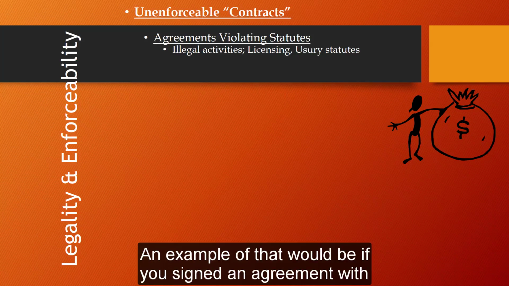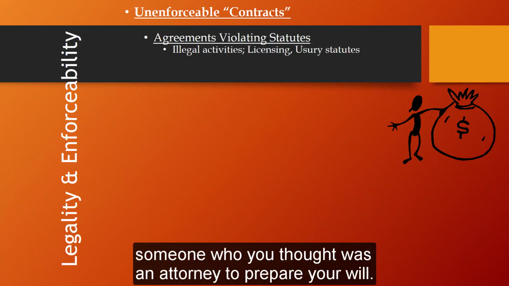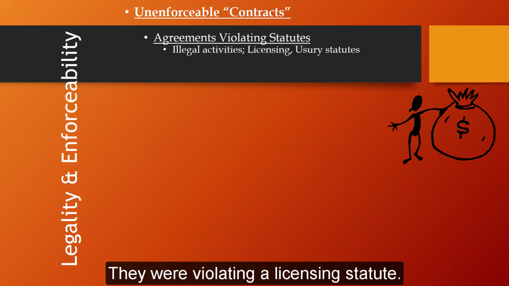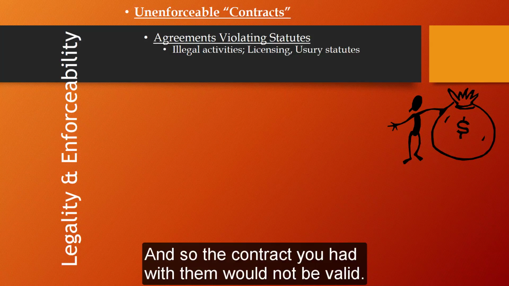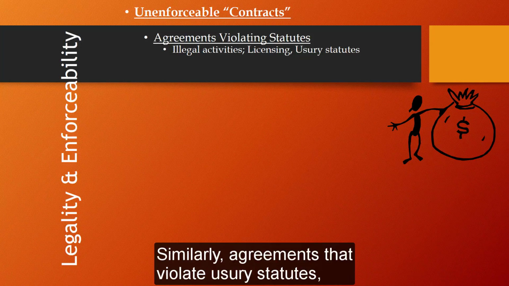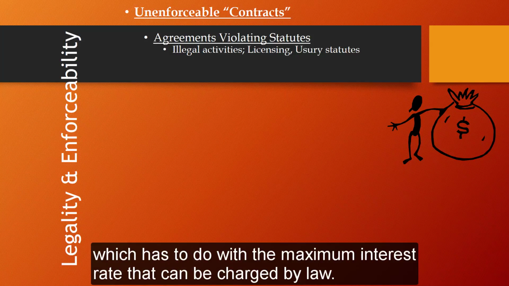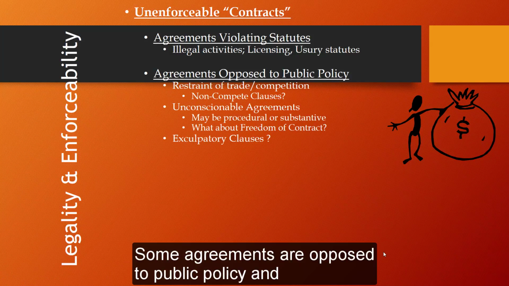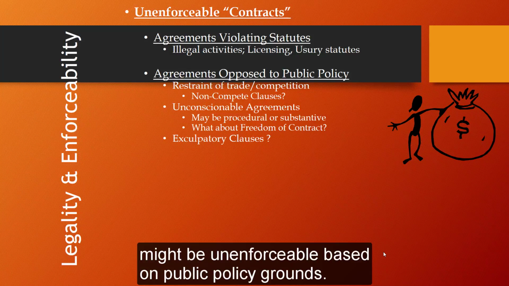An example of that would be if you signed an agreement with someone who you thought was an attorney to prepare your will, and later it turned out that the person was not in fact a licensed attorney. They were violating a licensing statute, and so the contract you had with them would not be valid. Similarly, agreements that violate usury statutes, which has to do with a maximum interest rate that can be charged by law, those would also not be enforceable. Some agreements are opposed to public policy and might be unenforceable based on public policy grounds.